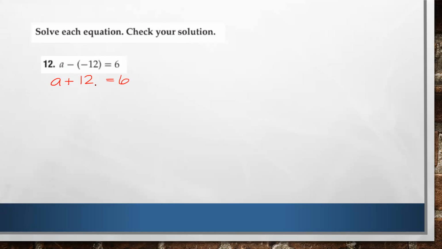So remember, you're always doing the inverse operation. So if it says to add 12, you are going to subtract 12 from both sides of your equation. So this 12 minus 12 is 0. So we end up with a equals, and then 6 minus 12, that is negative 6, okay? And it says to check your solution.